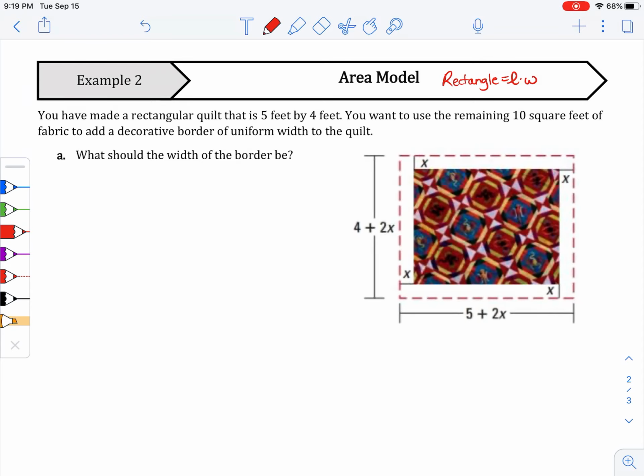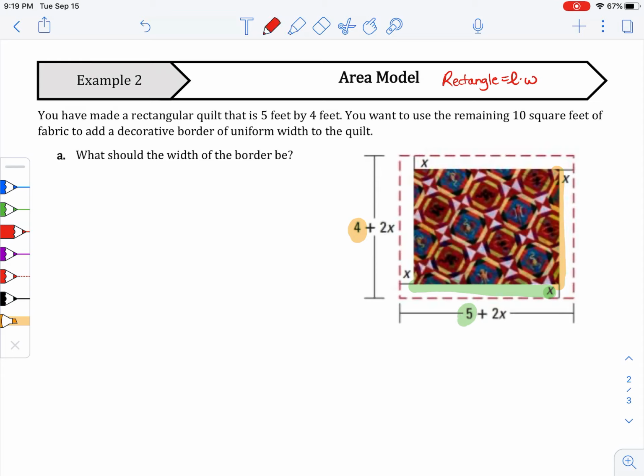So you're, in the midst of your quarantine lockdown, and you're done making sourdough bread, and you've decided to turn to quilting. So you have made a rectangular quilt that is 5 feet by 4 feet. You want to use the remaining 10 square feet of fabric to add a decorative border of uniform width to the quilt. So we have a bunch of numbers and letters down here, but notice here that this distance right there is 4, and that this distance right here is 5.